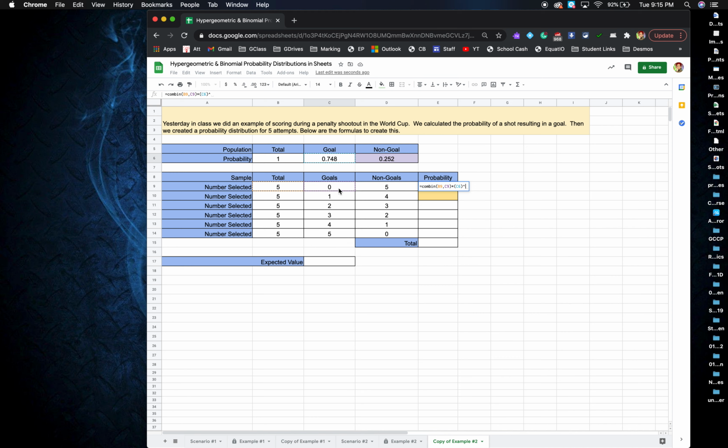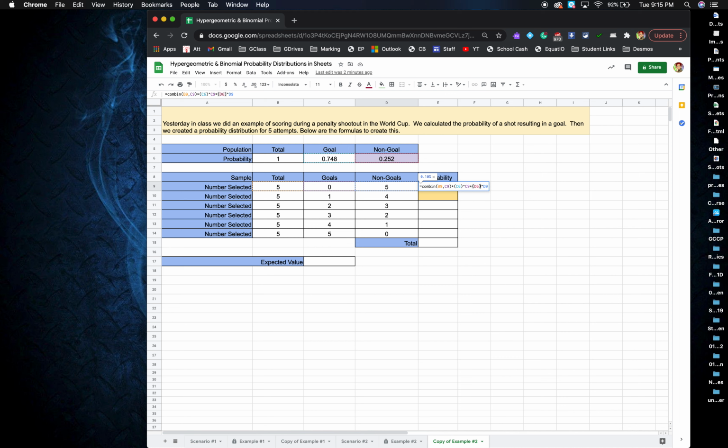And then I'm going to select the number of goals I want, because that's how many times I need to multiply that 0.748 by itself. Okay, then times probability of no goal. So that's up here, the 0.252. I just selected D6. Again, to the power of, in this case, 5. All right, now, notice I put brackets around the C6, but not the D6. I don't really need the brackets, but just to keep it consistent, we'll plop them in there.